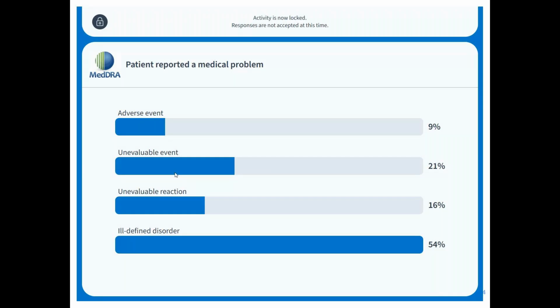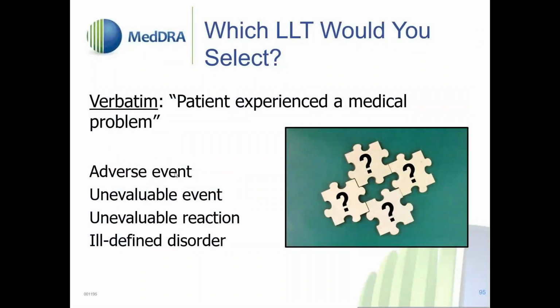The term reflects the fact that the patient was affected by an unspecified, vaguely reported medical problem. Coding to LLT adverse event would imply that the patient was exposed to a medicinal product or study drug. This verbatim could relate to the medical history of the patient, or could be an event in a follow-up period with no drug exposure. We don't know. And the reaction term would even imply causality. So ill-defined disorder would be the correct code assignment here. And here we are.